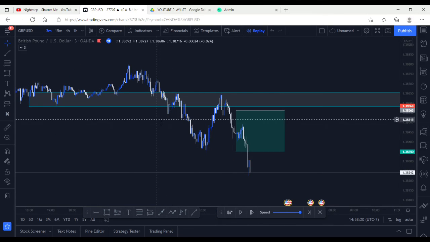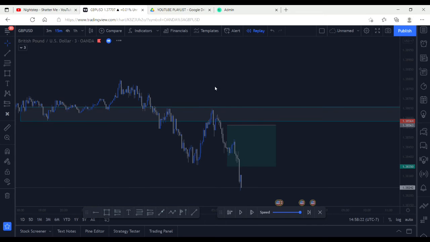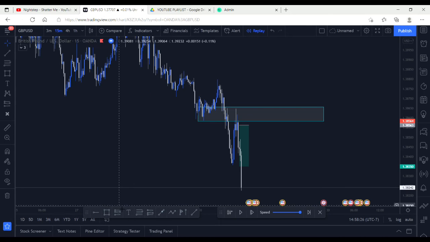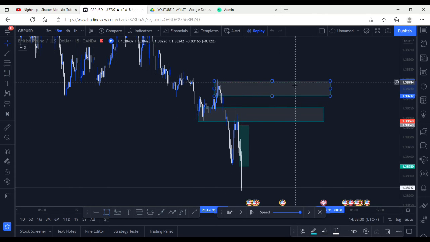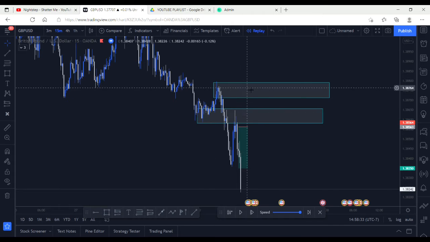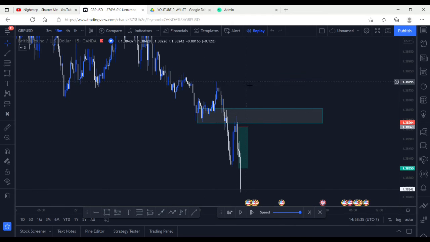So the two things about structure retest. You can either take it from the low or you can take it from the high. This would be the resistance area, and then this would be our supply zone.